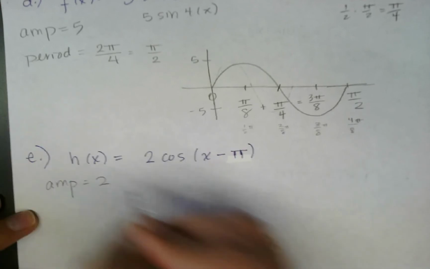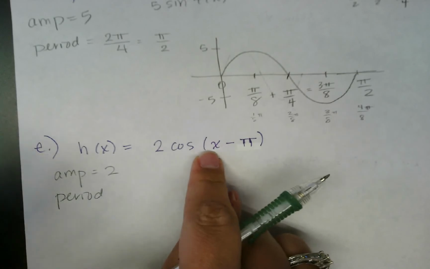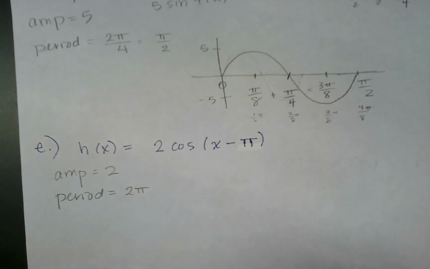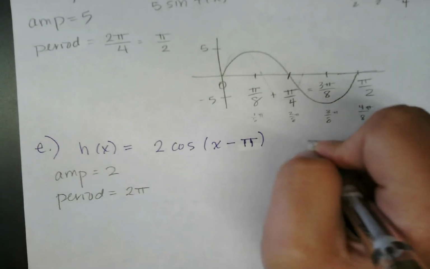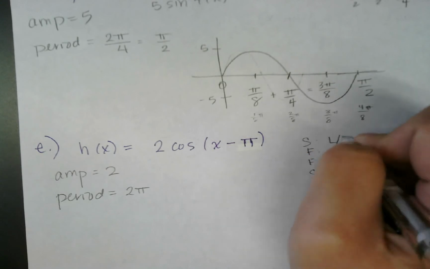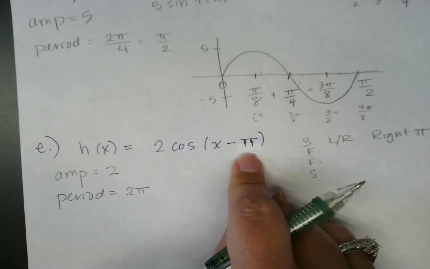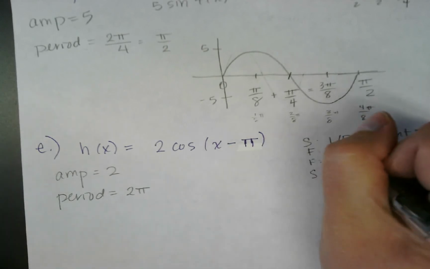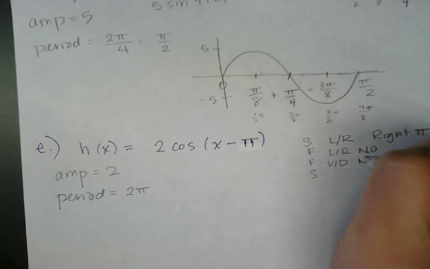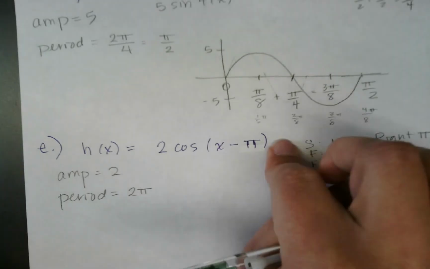Amp equals 2. That's the number in front. Your period, well, there's no number in front of x, so it's just 1. So if there's no number in front of x, it's just your original period, which is 2 pi. But now you have a left-right shift. So now we have shift, flip, flip, shift. We're going to go left, so we got a left-right flip, we're going to go right pi. That's that guy, right pi, so still the opposite. Left, right flip, no, there's no negative in front of this x. Up, down flip, no, there's no negative in front of the function. And up, down shift, no, because there's no plus or minus on the outside.